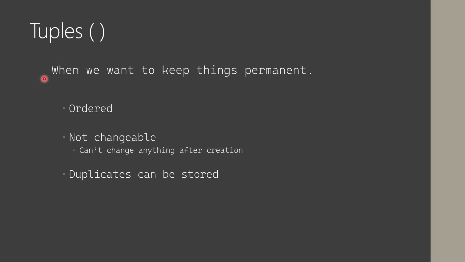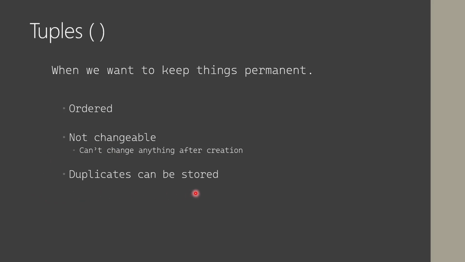So the biggest feature of tuples is that they are permanent. So what does that mean? Can I replace any element? No. Can I delete any element? No. Can I add any element? No. Can I change the order of elements? No. Once you create a tuple, no changes can be made. So tuples are ordered but not changeable, and we can store duplicates.